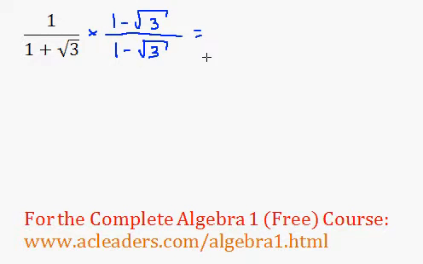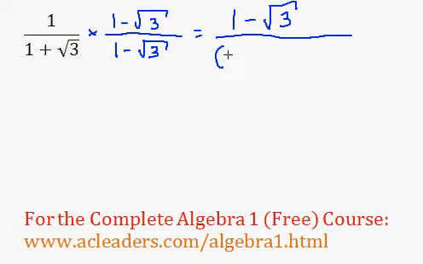And what does that mean? Let's see what's going to happen. So 1 times 1 minus root 3 is just 1 minus root 3. And down at the bottom, we need to FOIL this expression. The 1 plus root 3 times 1 minus root 3.